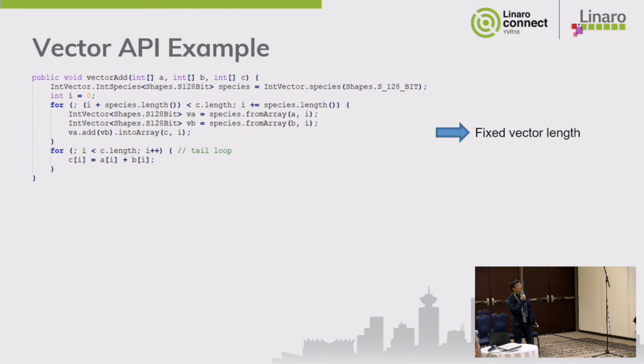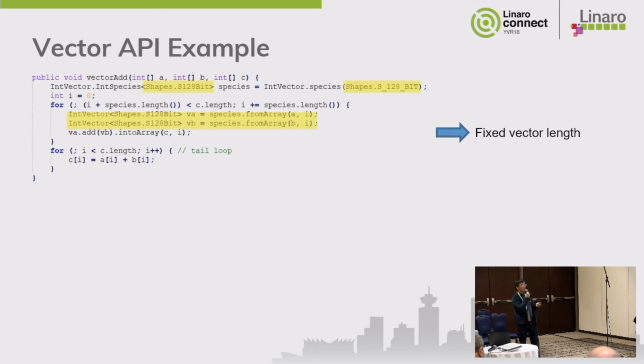So this is an example. It is just somewhat like Neon C intrinsics. First, we just need to create a new object with fixed vector lines. We just need to new a shape with a fixed line, right? For example, this is 128 bits, and then we will load data to the vector registers.